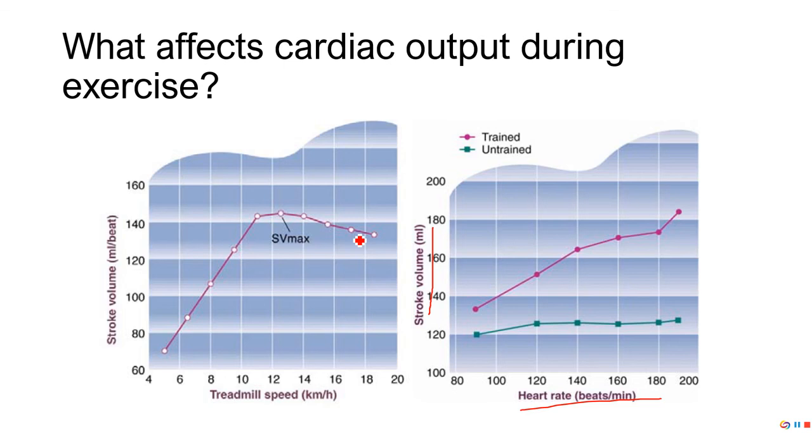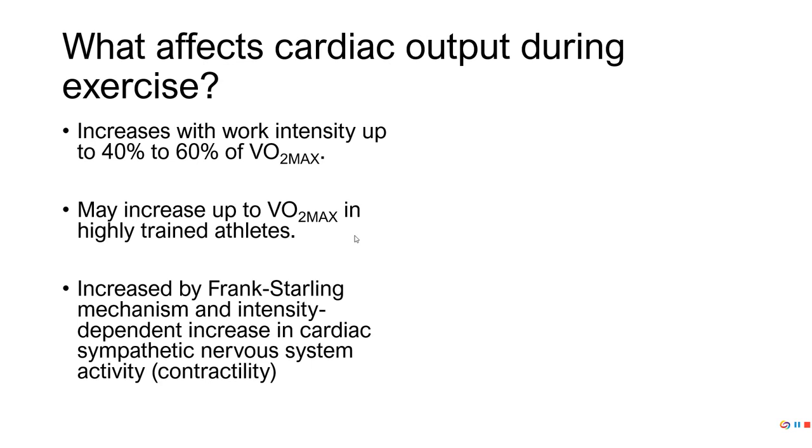All right, so just to kind of summarize what that last slide was about. Stroke volume increases. This is stroke volume. So just to be clear, stroke volume increases with work intensity up to about 40 or 60% of max, and then it kind of plateaus. In highly trained elite athletes, kind of people at the Olympics, maybe not quite that good, or they don't have to be, stroke volume might continue to increase all the way up to max, okay? And so this is good because this means we're taking advantage of that Frank-Starling mechanism.